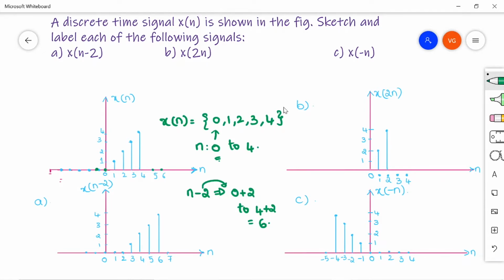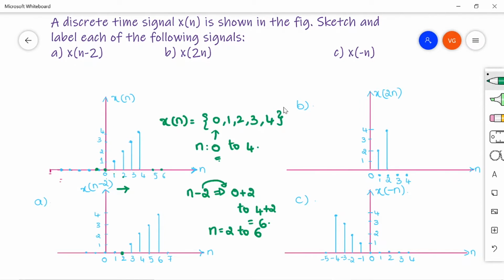Now x of n minus 2 will have the amplitudes from n is equal to 2 to 6. Whatever the amplitude of your x of n at n is equal to 0 will now go to n is equal to 2. That is, simply move the signal towards your right side by 2 units. This 0 will fall on 2, 1 will fall on 3, 2 will fall on 4, 3 will fall on 5, 4 will fall on 6.